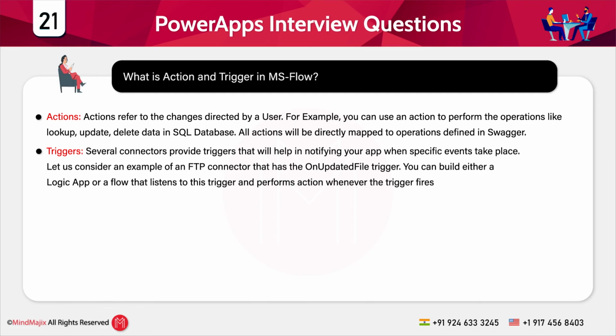These triggers are capable of listening for data on an endpoint, which means that they will wait for an event to occur. So whenever that particular event occurs, it causes a new run of your workflow instance. Okay, so this was all about action and triggers in MS Flow.